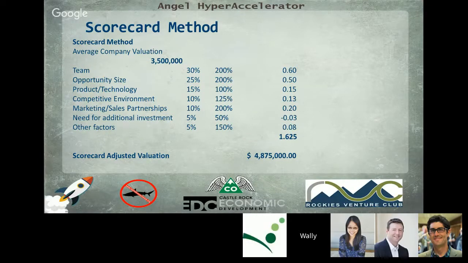Now, in the next column, the 200%, that's where our evaluation comes in. We're going to have somewhere between 0 and 400%. And if it's 100%, it means it's just about average for most companies in the market. So in this case, we've got a team that's twice as good as the typical team in the market, good opportunity size, average product or technology. So we multiply these across, and we get an average of 1.6 times greater than the average company in the market. So we get a $4.875 million valuation for this company. Next slide.